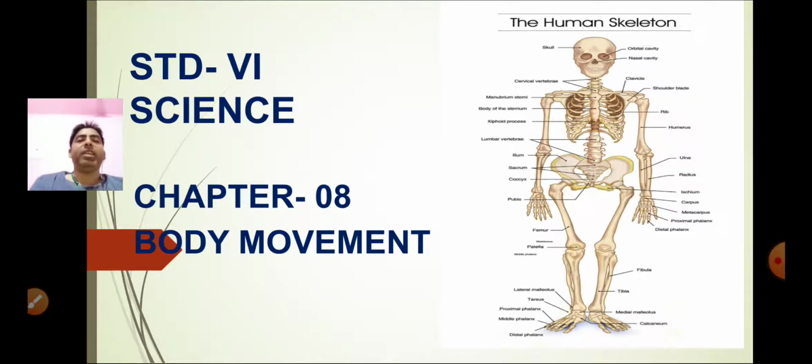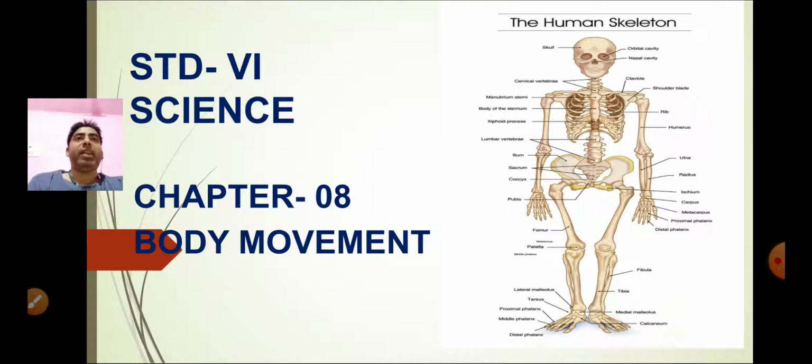We have already started Chapter 8, Body Movement, and we have discussed the joints also. Again, I am repeating that the place where two or more bones meet is called a joint. Bones are joined by tough, flexible bands of elastic tissue called ligament. The end of the bones forming a joint is lined by a layer of tough and elastic tissue called cartilage. This we have discussed in the earlier videos.